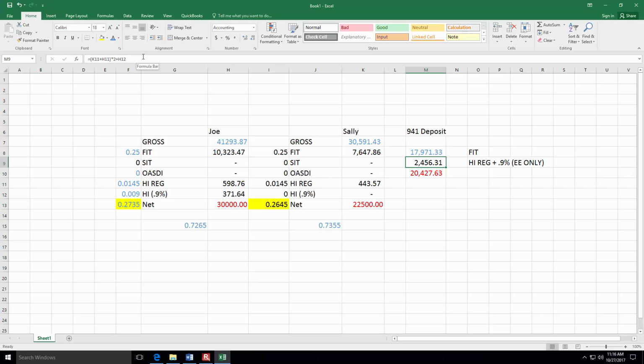+1 if you just set it up correctly. +1 if you have 0.25% as the FIT supplemental. +1 if you caught that they don't have any OASDI. +1 if you caught the 1.45% for each of them. +1 if you caught 0.9% for just Joe. +1 if you added up all the taxes to get the percentage that the taxes take up of the gross.